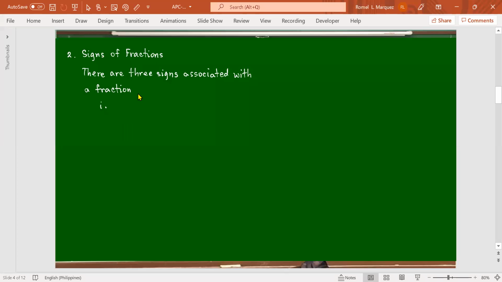So first we have the sign of the numerator. The numerator can be positive, can be negative, no? As long as it is not 0. We have the sign of the denominator, same thing with the denominator, can be negative, can be positive. Okay? And also, you look at the sign of the fraction itself. Okay?